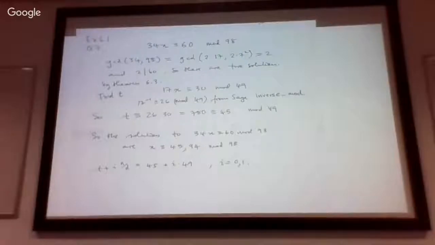So that's the whole story about linear congruences, really. There's nothing more to say. We now completely understand those.